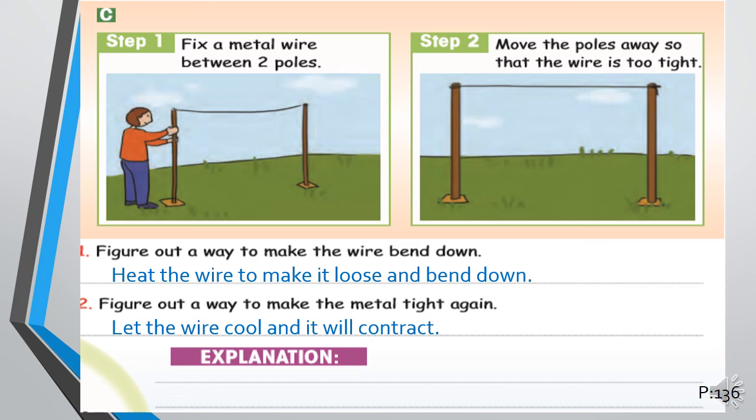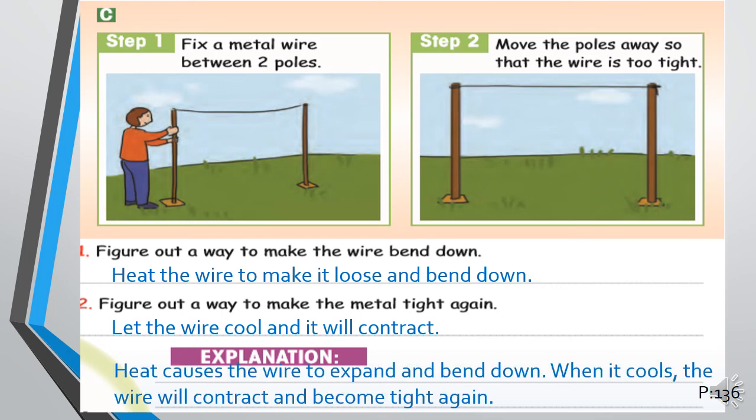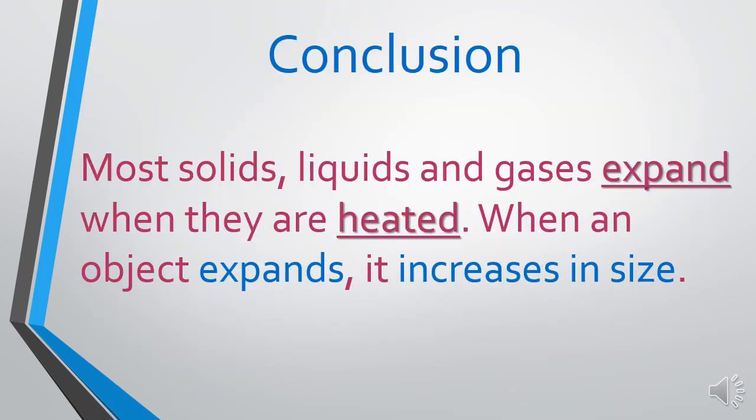Can you explain why? Yes, sure. Because heat causes the wire to expand and bend down. So when it cools, the wire will contract and become tight again. So what do we conclude? Most liquids, solids, and gases expand when they are heated. When an object expands, it increases in size. Don't forget that.